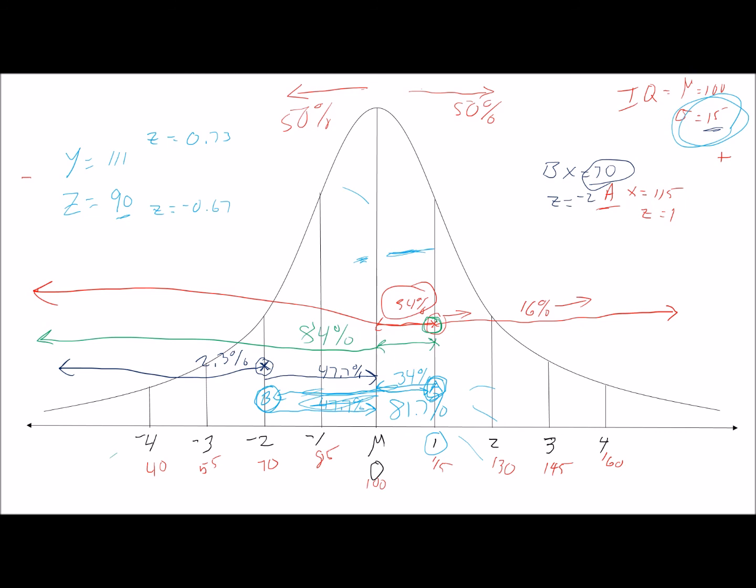And if we wanted to know what percentage of the folks fall between those two, then we're going to have to make reference to the Z-table. And I'll show you how to use the Z-table.